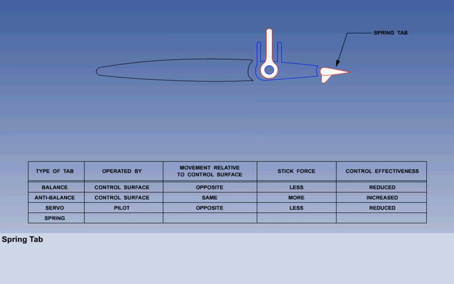To overcome the reduced effectiveness of the servo tab at low IAS, a spring tab can be fitted, the fourth type of tab. The horn is merely pivoted on the control surface and is free to rotate. The pilot input directly moves the horn. The link is connected from the horn to the spring tab. When the pilot makes a control input, the spring tab is being moved directly by the pilot without any direct input to the control surface.